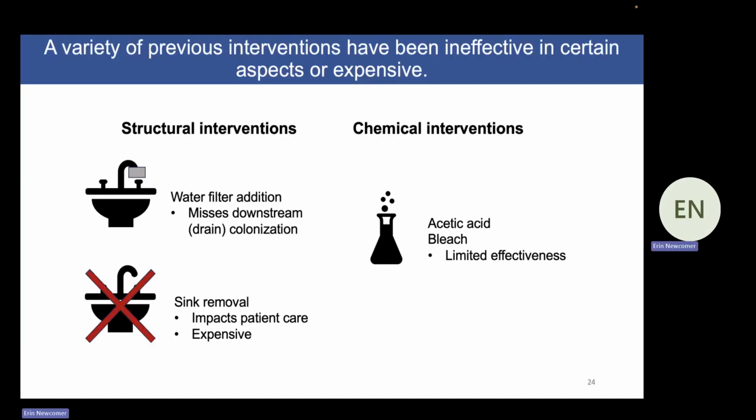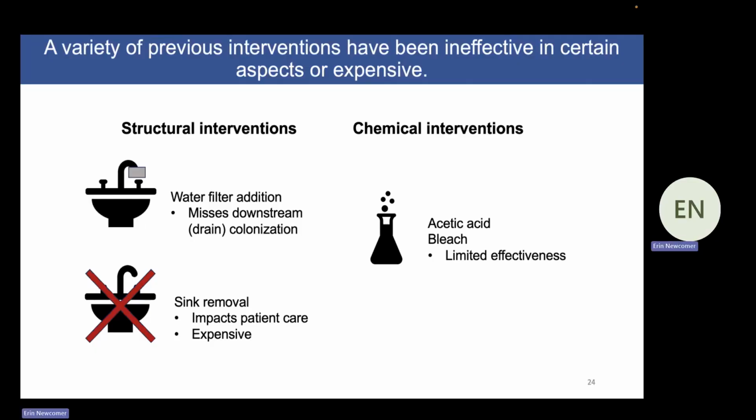So there have been a variety of different interventions that have been proposed and tested in literature, but there are pros and cons that come with every intervention. Some of the ones that have been previously used are water filters added to sink faucets. However, this does miss any previously existing downstream or sink drain colonization, which from what we observed seems to be a significant factor in this transmission. It has also been proposed to go completely waterless and remove sinks and sink drains from patient rooms altogether. However, this can have impacts on patient care and can also be very expensive for previously existing hospitals and room setups.